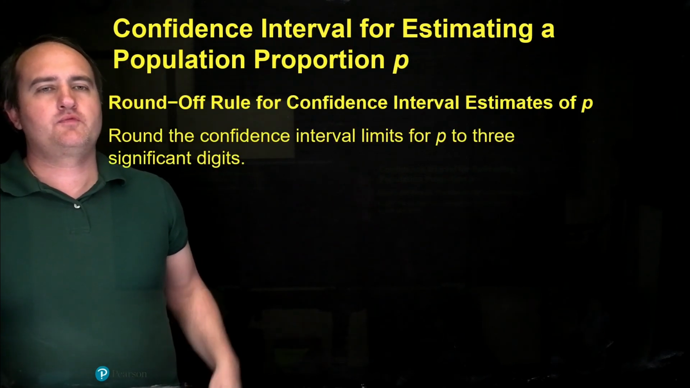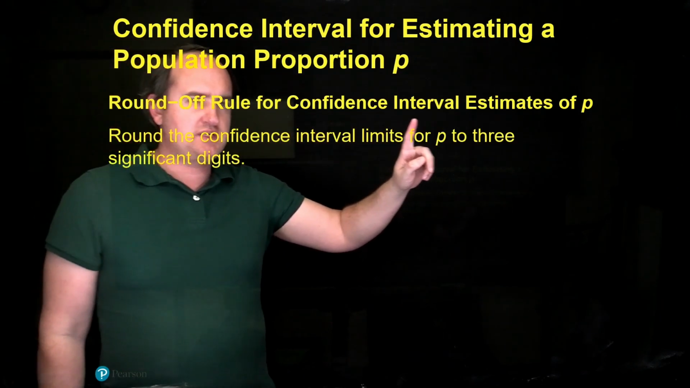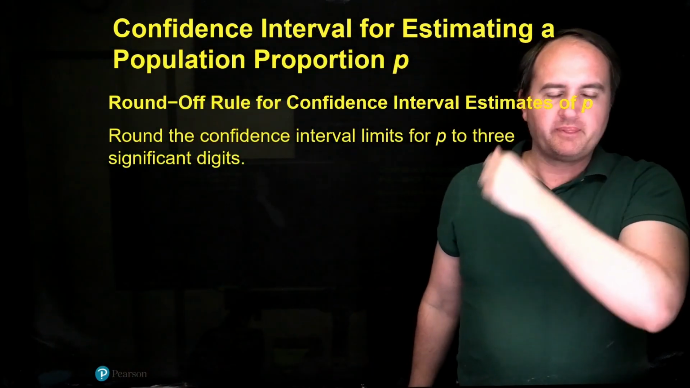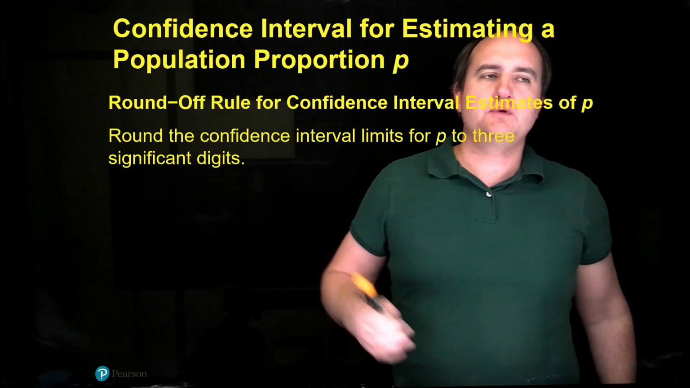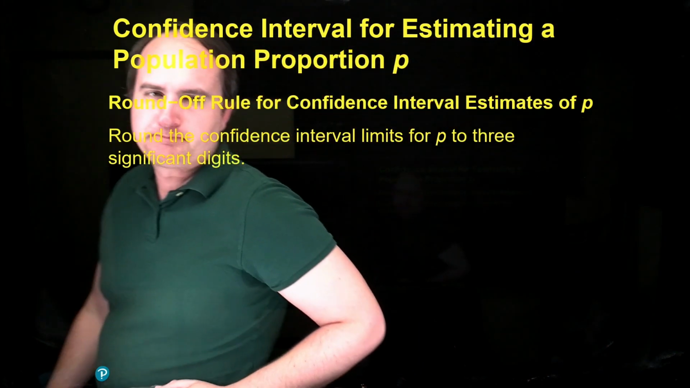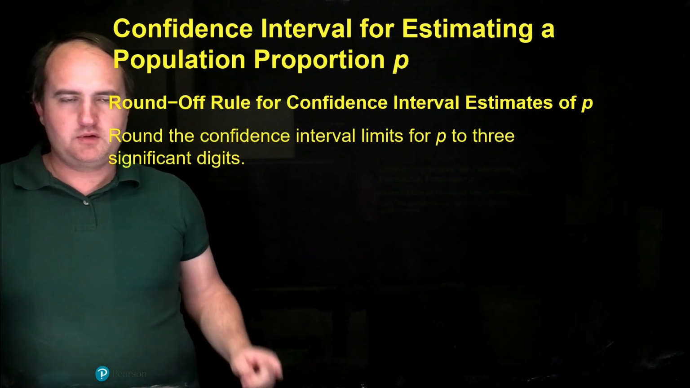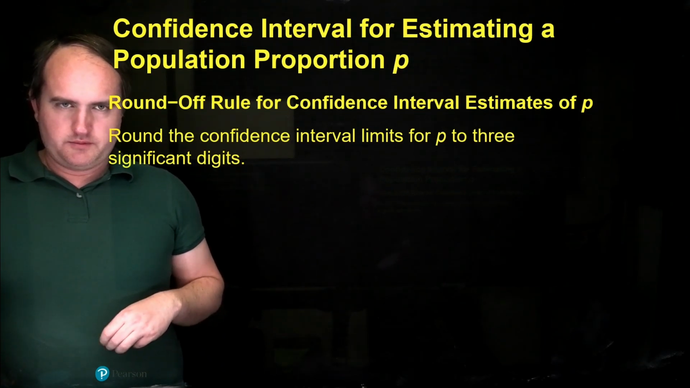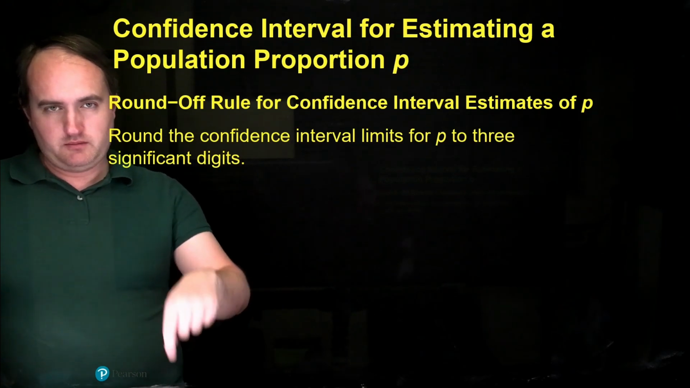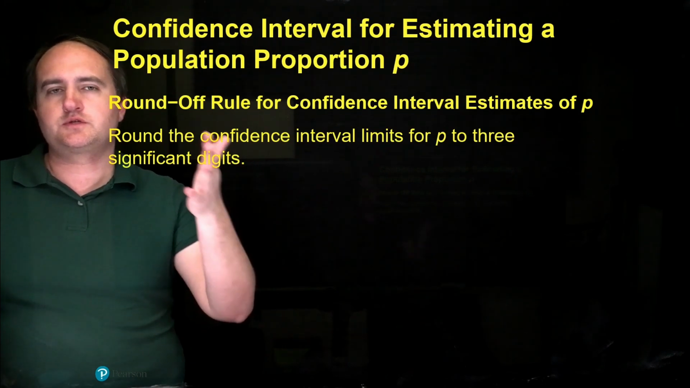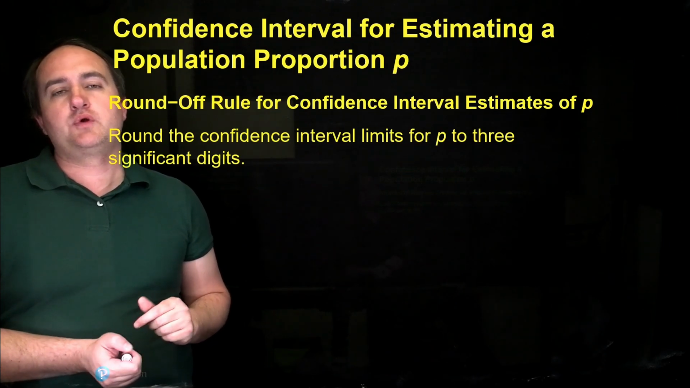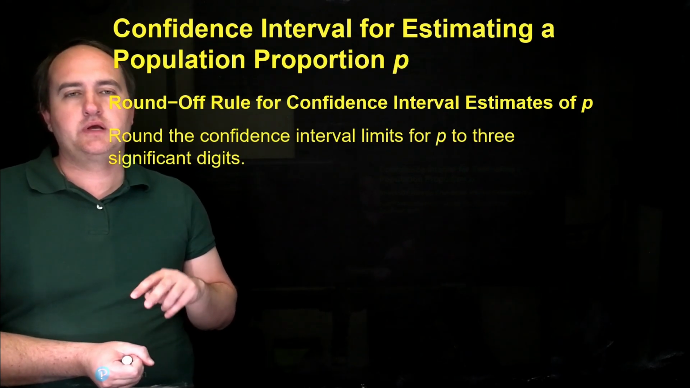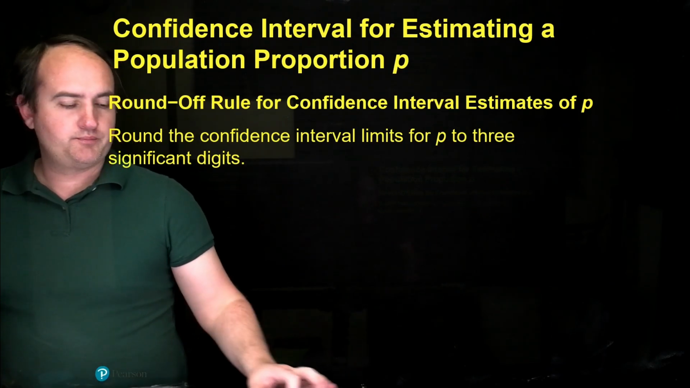Okay, now the round off rule for confidence interval estimates of P. Round the confidence interval limits for P to 3 significant digits. Okay, so we're going to be rounding not to 3 decimal places, but 3 significant digits. So starting with the first non-zero digit, we need to have that digit and then 2 more, and we round.